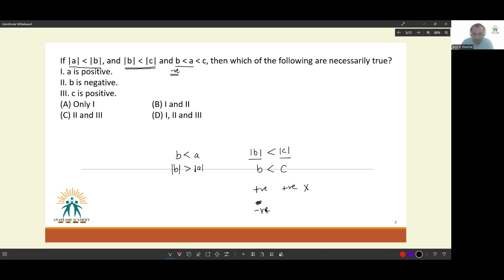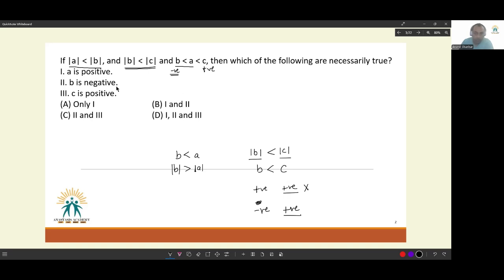So B has to be negative, and it is less than C, and mod B is also less than mod C, which would imply C's value is greater than that of B, and the absolute value of C is also greater than that of B. So what we would get out of this is C has to necessarily be positive. It has to be greater than the positive version of B. It has to be greater than the negative version of B. In both the cases, C has to be positive. C is most definitely positive.